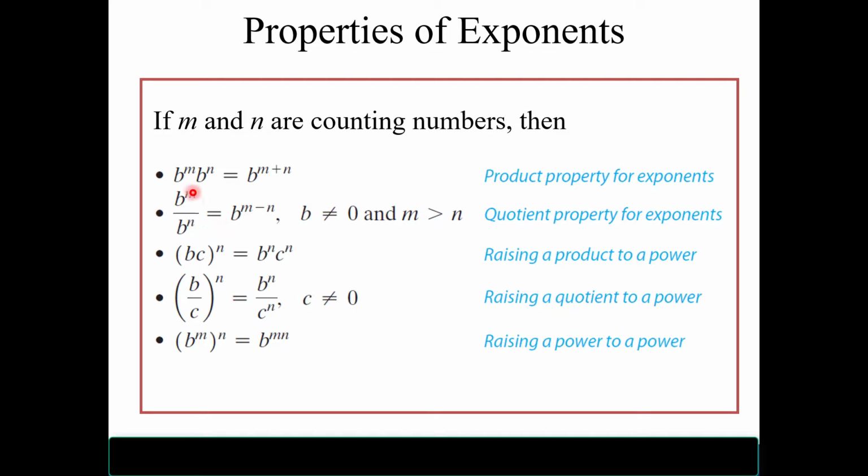This one says that if we have two exponential numbers being divided, where the exponent in the numerator is an m, and the exponent in the denominator is an n, then we can simplify this fraction as b to the power of m minus n. So we subtract the exponents. That's what this is saying.